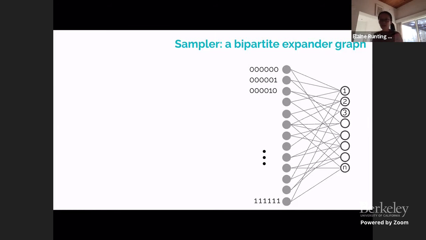So in this picture, we have a sampler. You can think of it as a bipartite expander graph. The graph has very good randomness-like properties. Each vertex on the left can be identified by a bit string. And we'll think of the vertices on the right as the n players. Basically, every vertex on the left selects D players. So the degree of every left vertex is exactly D. So for the vertices on the left, it's D-regular.